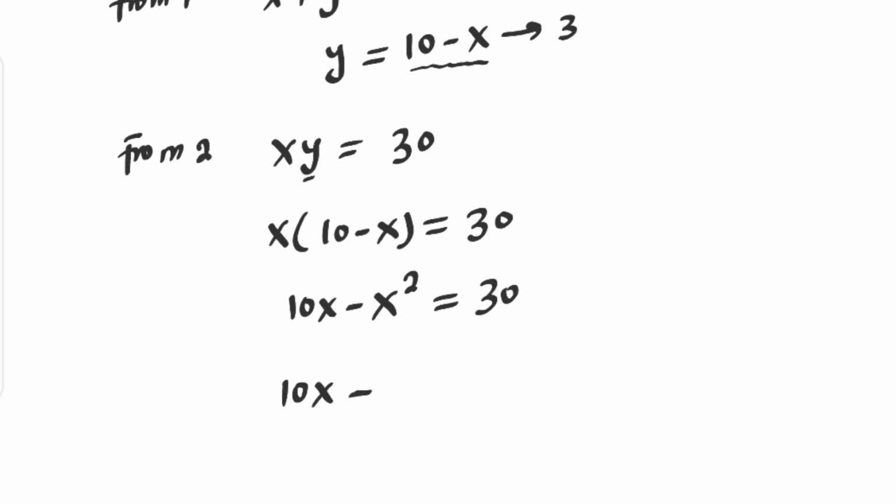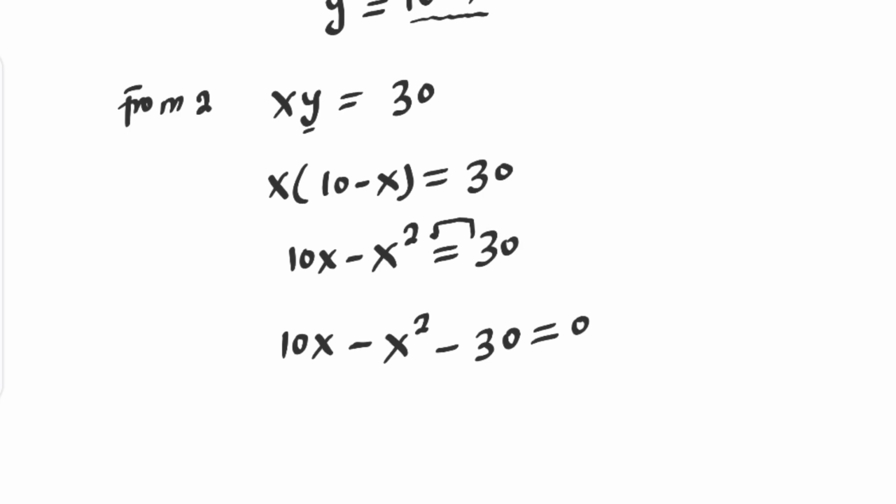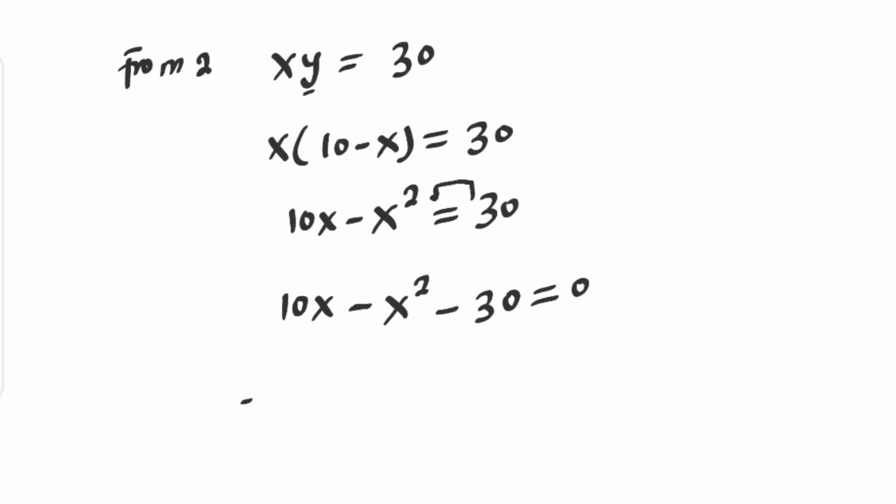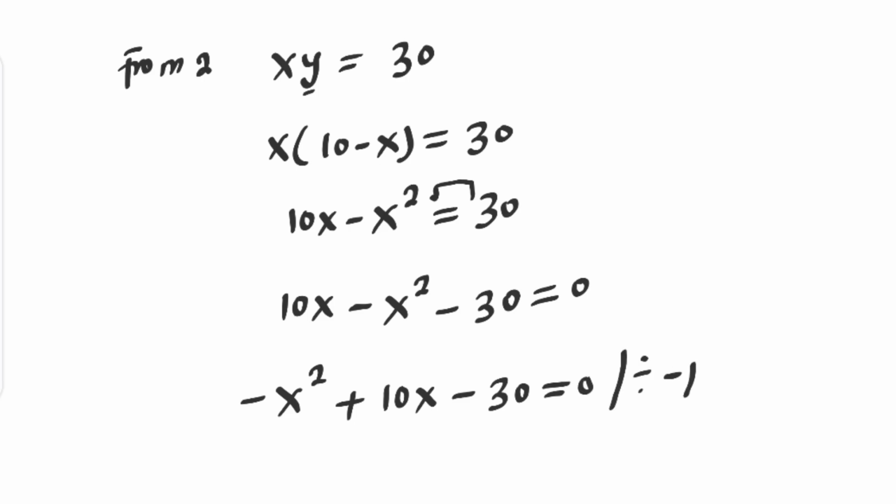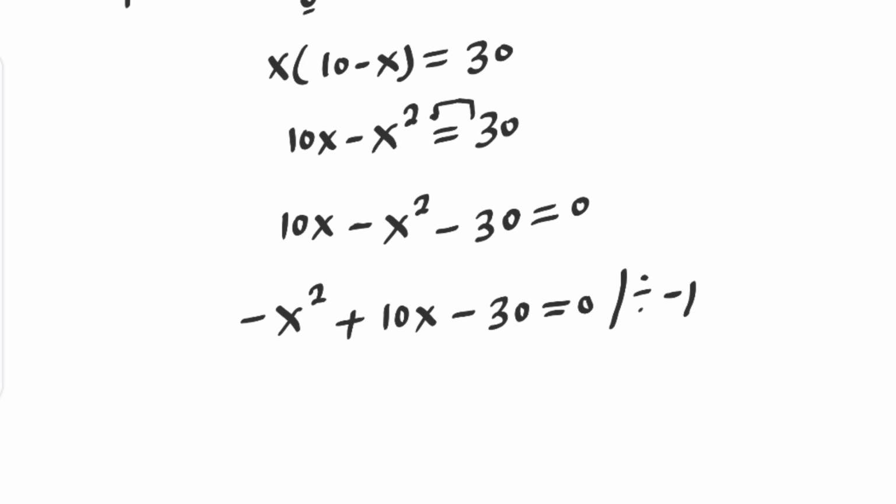10x minus x squared. If you bring this 30 to this side, it becomes minus 30 is equal to 0. Now this can be written as minus x squared plus 10x minus 30 is equal to 0. Let us divide the whole of this equation by minus 1. Then we have x squared minus 10x plus 30 is equal to 0.